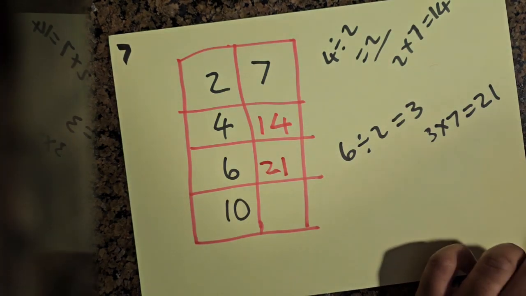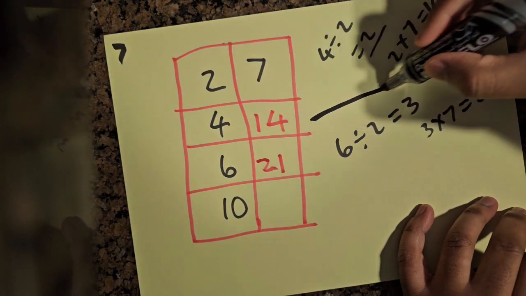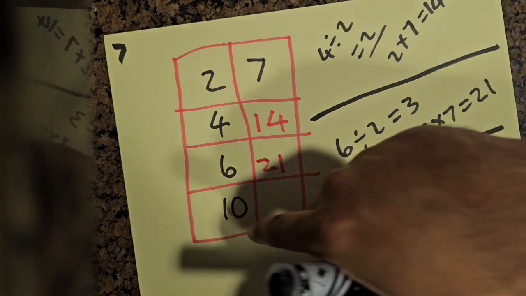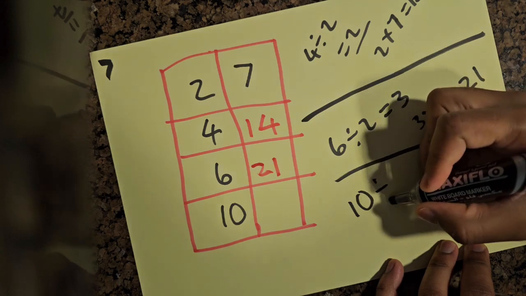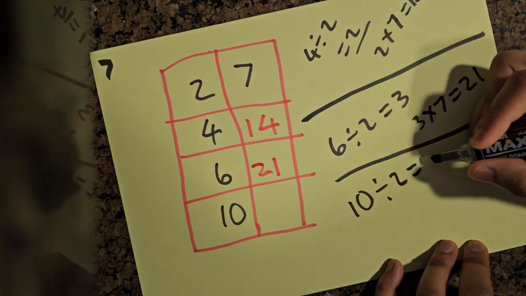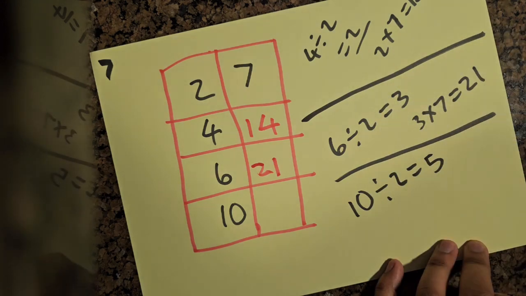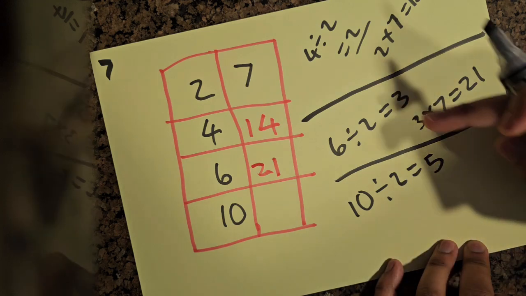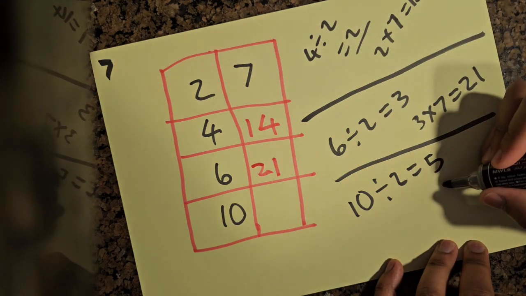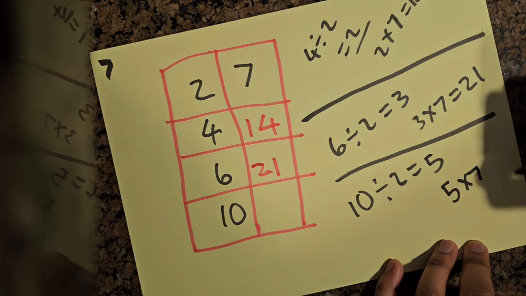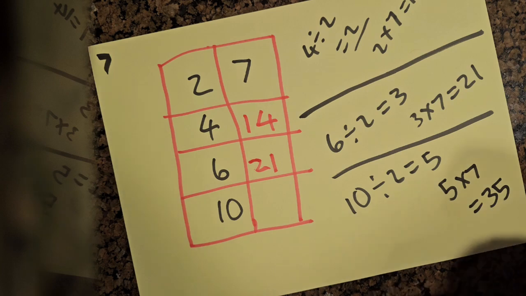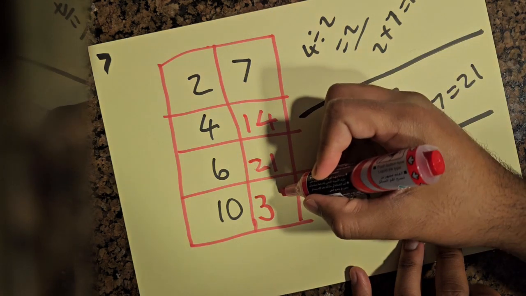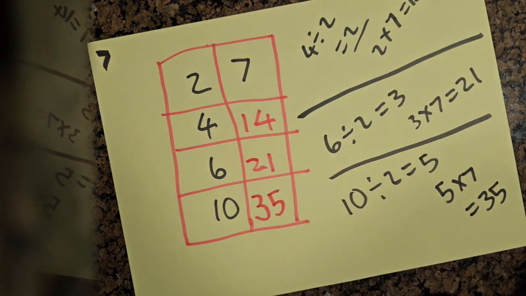Then the last one, the same process. I'm going to take 10 and divide it by 2. And this gives us 5. And then we're going to take this number and multiply it by the right hand side. So we're going to say 5 times 7 equals 35. And then we'll fill in 35 on the right hand side of the table.